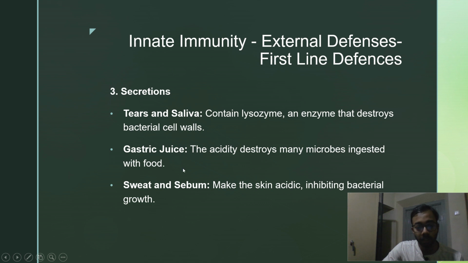And the gastric juice, you know, is acidic. It contains hydrochloric acid. This acidity is not suitable for many bacteria, many microorganisms, right? By that it can kill those microbes. And sweat and sebum are also acidic, so they make the skin a little bit acidic, thereby inhibiting bacterial growth.